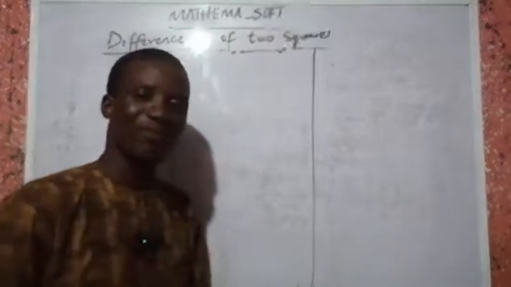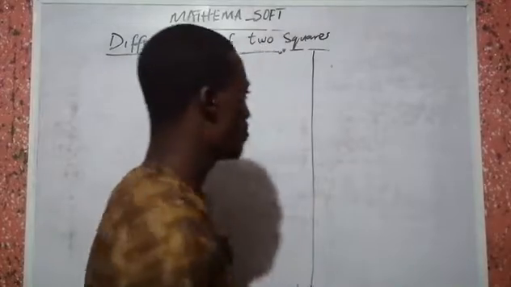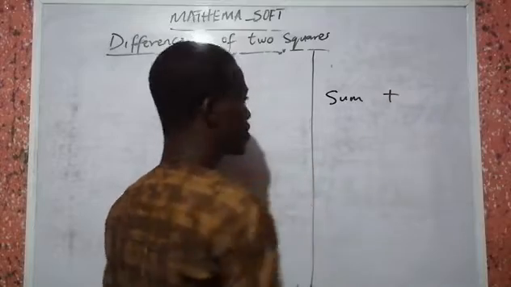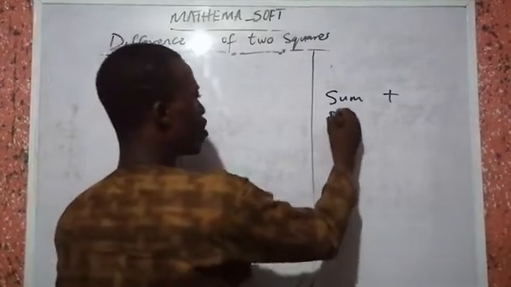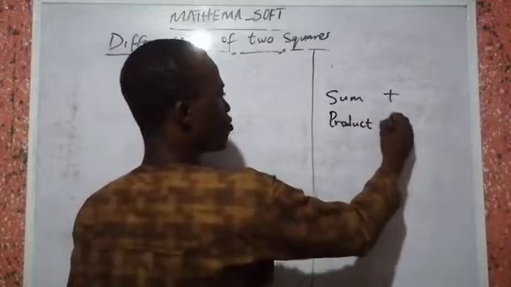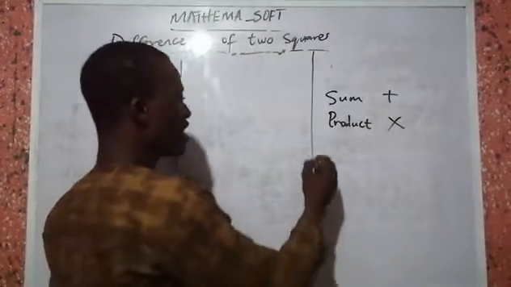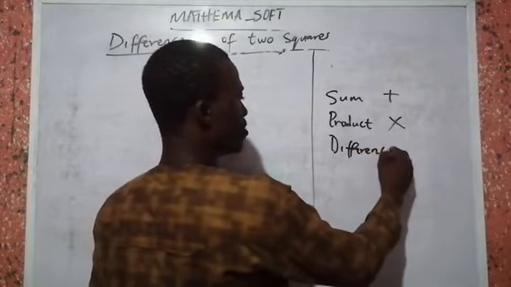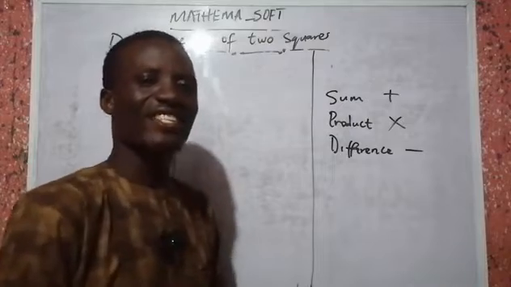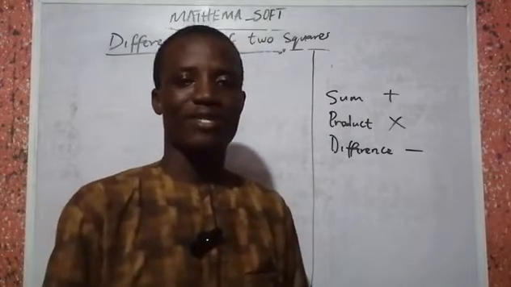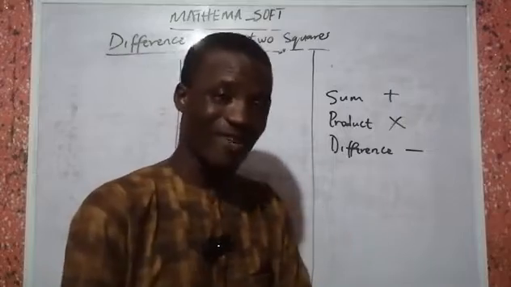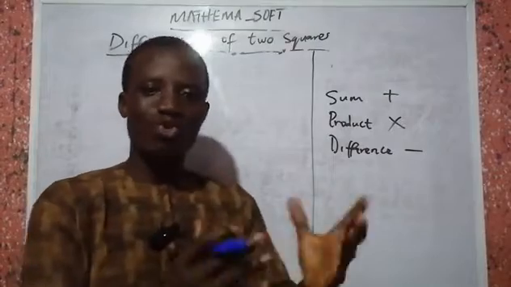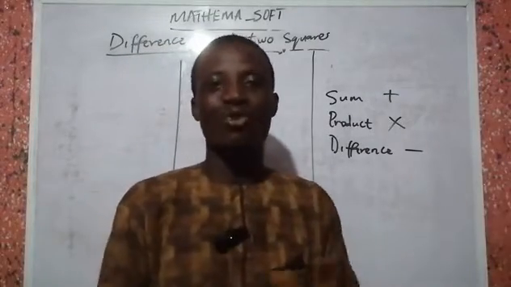Now in mathematics, let us explain this. When we say sum, it means plus, which is addition. When you hear the word product, we are referring to multiplication. And when you hear the word difference, what should come to your mind is subtraction. When you hear difference, it's just the grammar. You just need to understand what it means. Difference, that is subtraction of two squares. When two squares are subtracted from each other, that's what we are talking about.